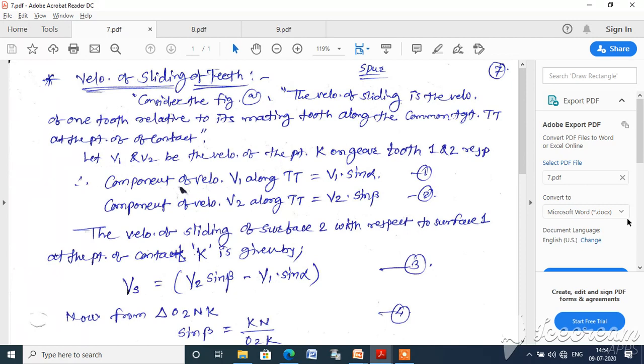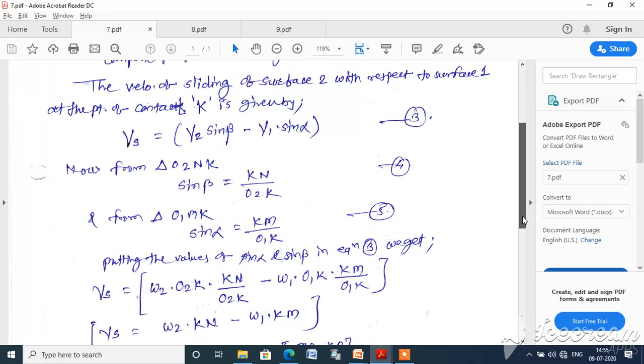So, let us consider V1 and V2 be the velocities of point K on the gear tooth 1 and 2 respectively. Therefore, the component of velocity V1 along tangent Tt is V1 sin alpha, see the figure, and the component of velocity V2 along the tangent Tt is equal to V2 sin beta. The velocity of sliding of surface 2 with respect to surface 1 at the point of contact K is given by Vs equal to V2 sin beta minus V1 sin alpha. So this is the equation we got.